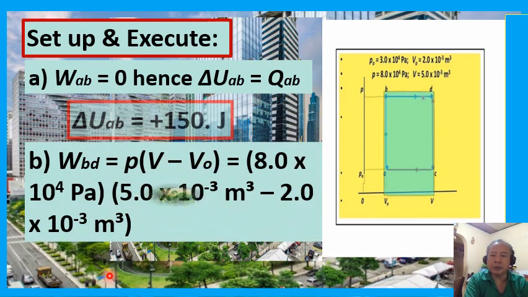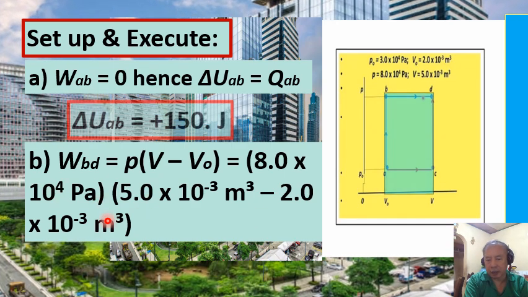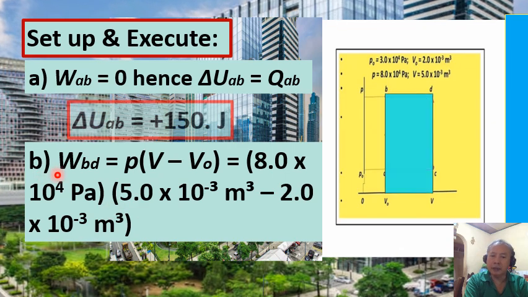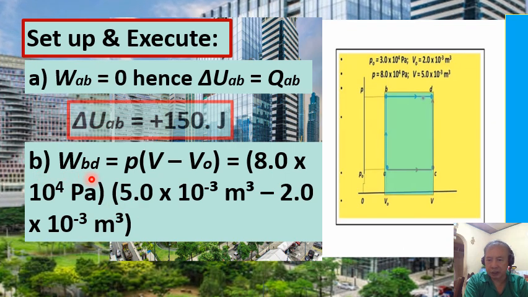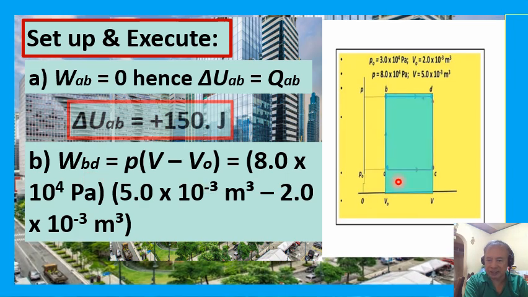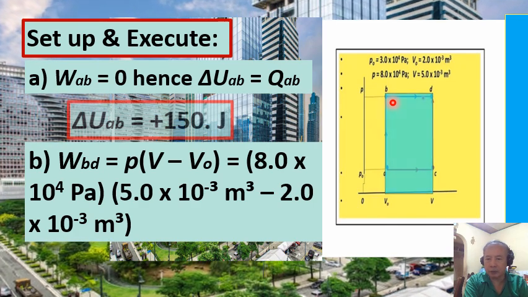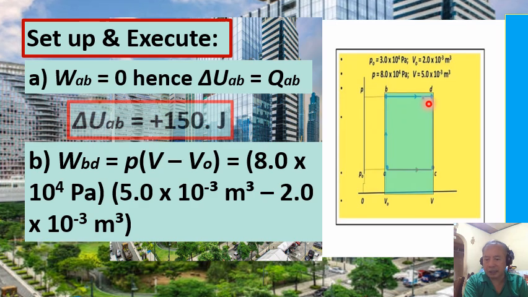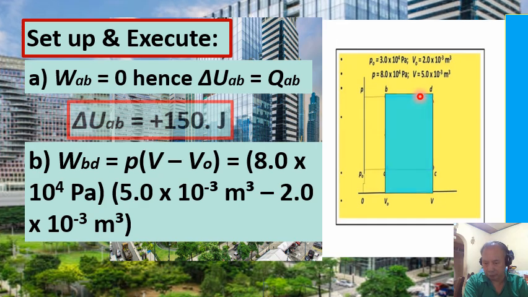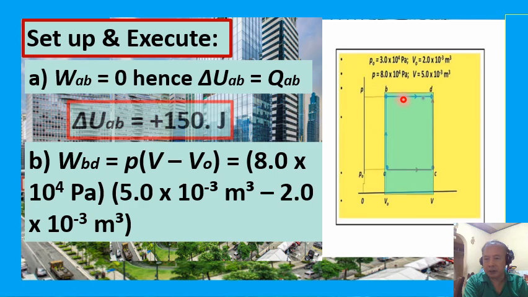Moving on to question letter B, before we go into the actual main question, we have to determine first the amount of work done, capital W sub BD. We are still talking about the first process. Since the amount of work done along the path AB is equal to 0, along the path BD there is indeed a change in the volume, or there is an increase in the volume from V naught to V.